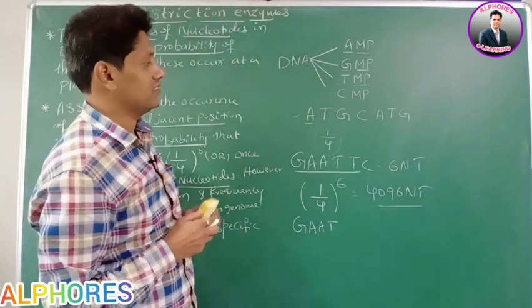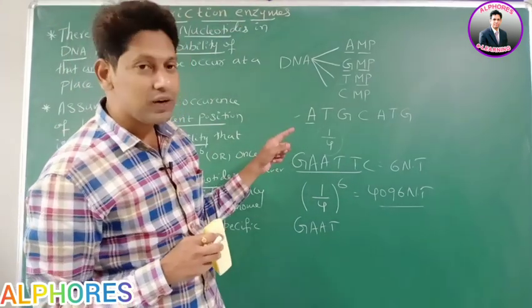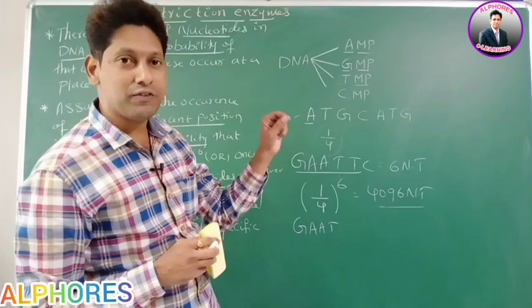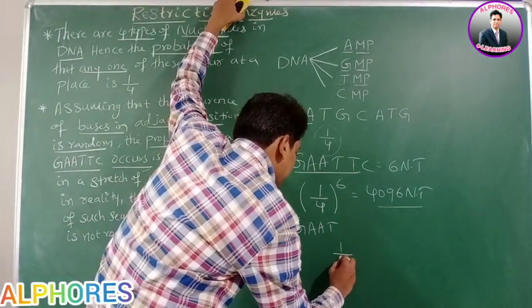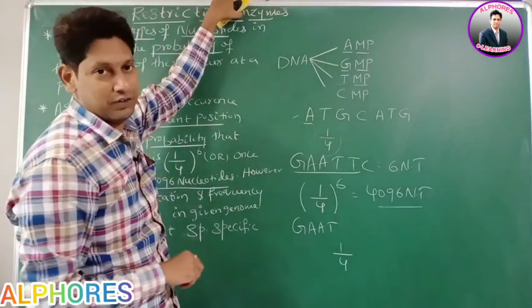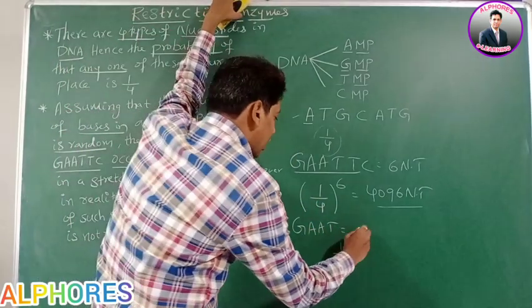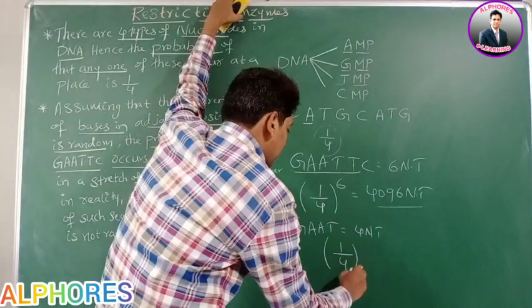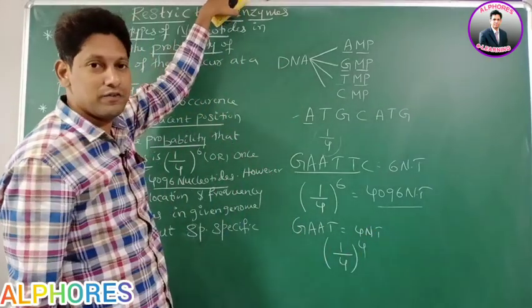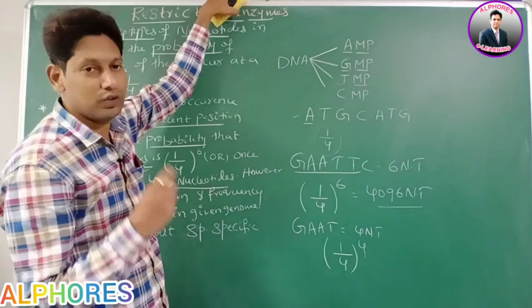How will we calculate? See here. What is the probability of each type of nucleotide in DNA? 1 by 4. In this sequence, how many nucleotides are there? 4 nucleotides. Therefore, 1 by 4 to the power of 4.